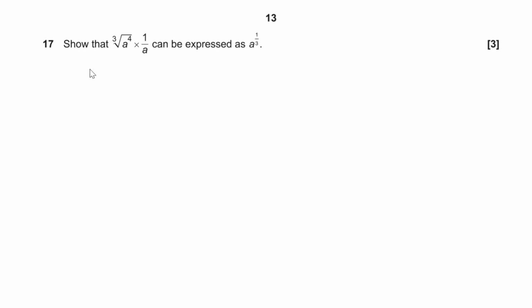Question number 17, we have to show that the cube root of a to the 4 times 1 over a can be expressed as a to the power of 1/3. Well, first of all, cube rooting something is the same as raising something to the power of 1/3. So we have a to the power of 4 to the power of 1/3 being multiplied by 1 over a.